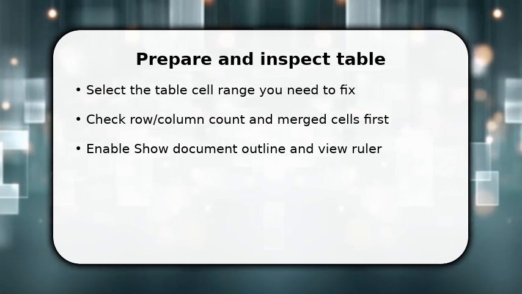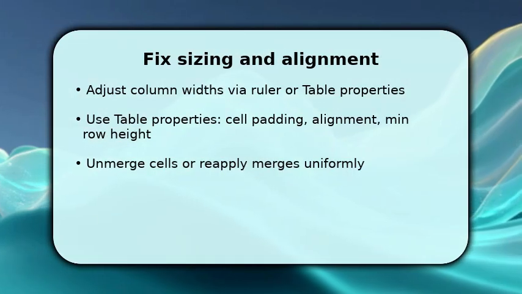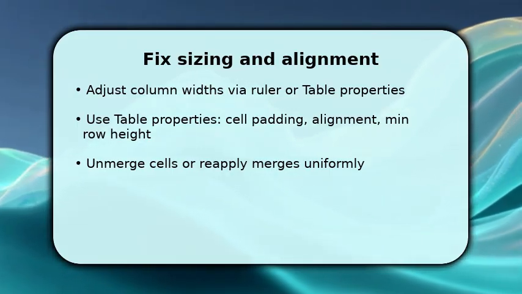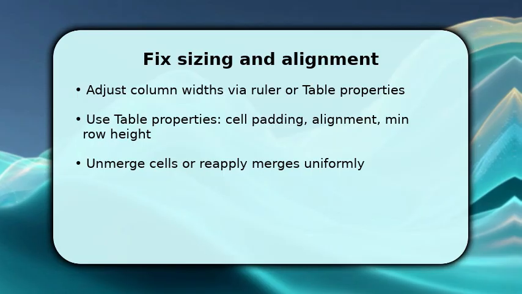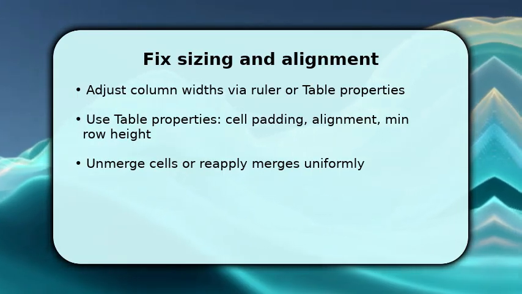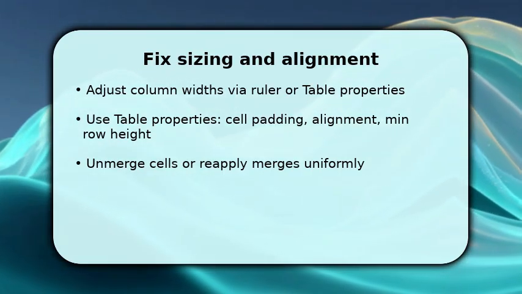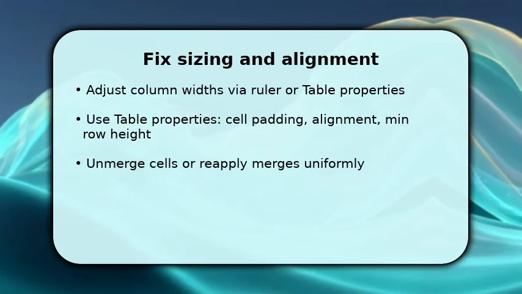Next, you'll normalize sizing and alignment. Open table properties and set consistent cell padding and preferred column widths. Type exact values for repeatable results. Once done, check vertical and horizontal alignment so text sits correctly. This prevents apparent spacing issues across rows.